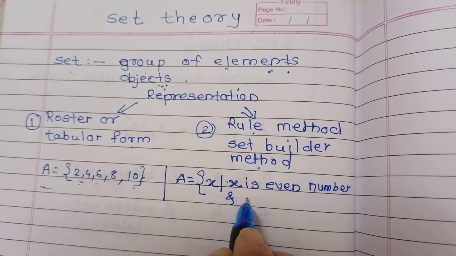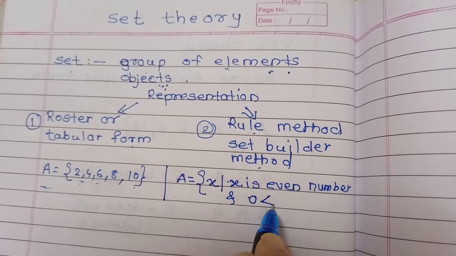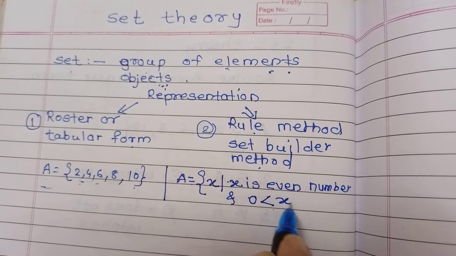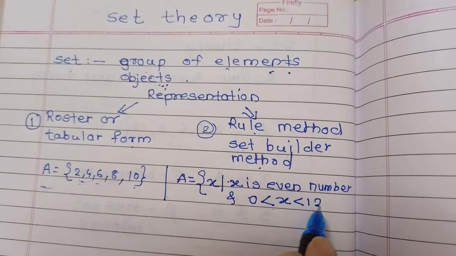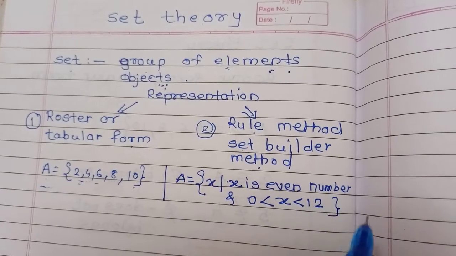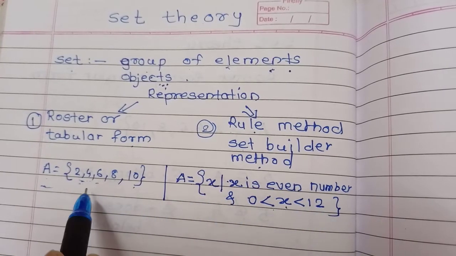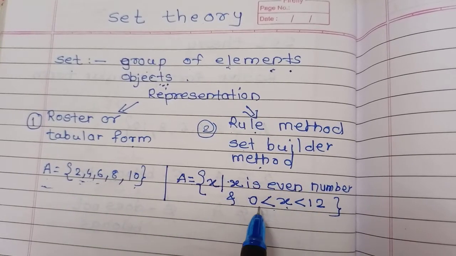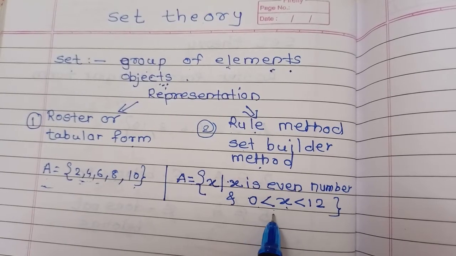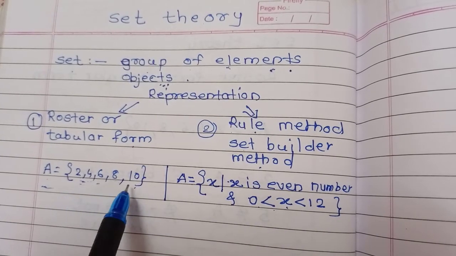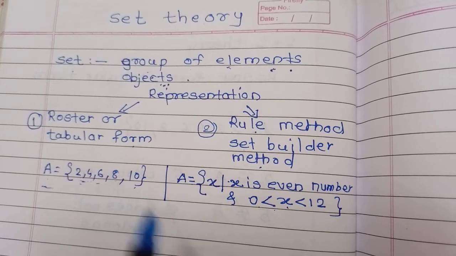and x is greater than 0 and less than 12. So by using this rule we can get the even numbers that are between 0 and 12. So it is true now that 2, 4, 6, 8, 10 are greater than 0 and less than 12, and all are even numbers.